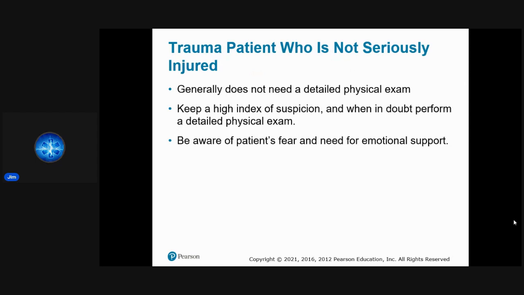Trauma patients who are not serious in injury generally don't need a detailed exam. So, for example, if I twisted my ankle, I don't need to do a detailed head to toe exam. I just need to do a focused exam, focused on an area that's hurt. But we have to keep a high index of suspicion. And when in doubt, just go ahead and do this detailed exam. And be aware patients have fear and they may need emotional support.